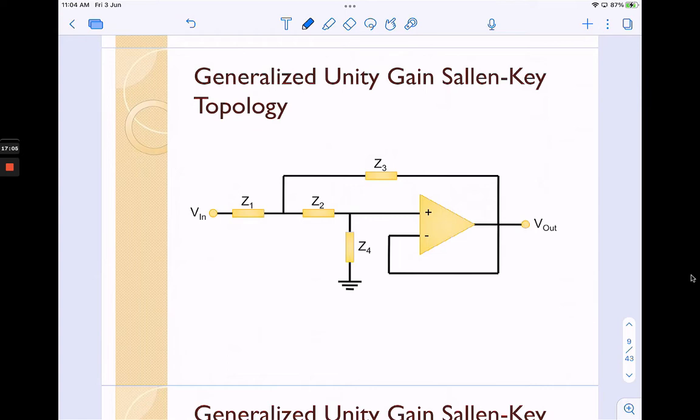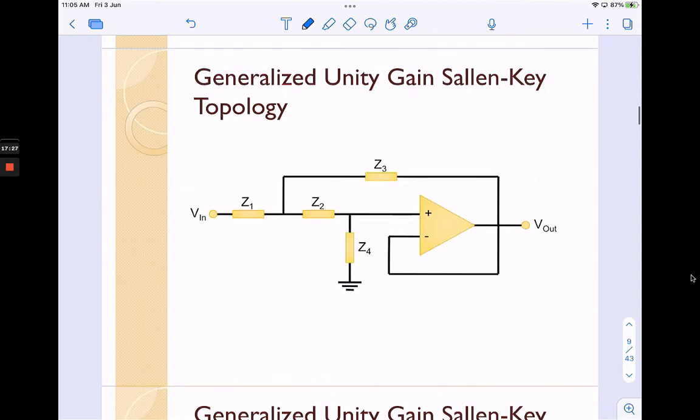Okay, so this is a generalized unity gain Sallen-Key topology. You just remember this kind of configuration. So we have Vin that is connected to Z1, and then it has a feedback to the op amp, and then afterwards we have Z2 and Z4 that are connected to ground. And this is as usual the configuration for unity gain.